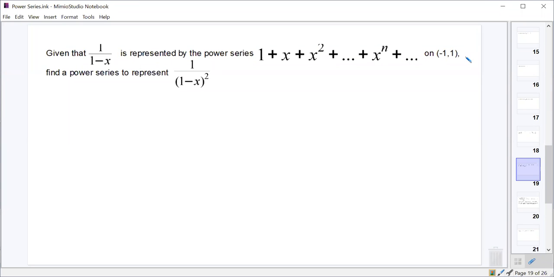So we know that 1 over 1 minus x is our power series, 1 plus x plus x squared, and so on to x to the n. We talked about that yesterday, and we talked about that it converges for -1 to 1 because it's just a geometric series and the common ratio is x, and so the absolute value of x is less than 1. That all makes sense? Remember all that from yesterday?